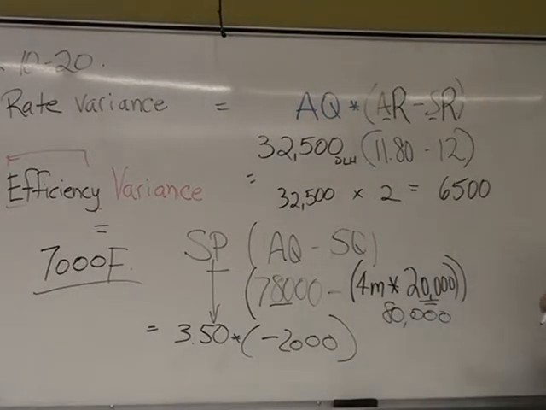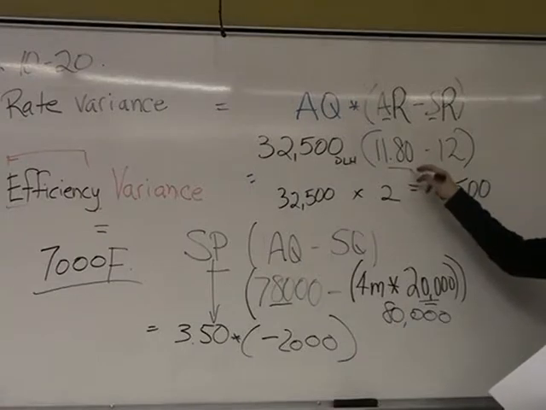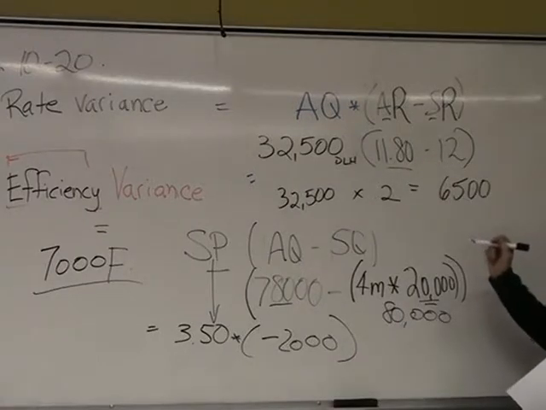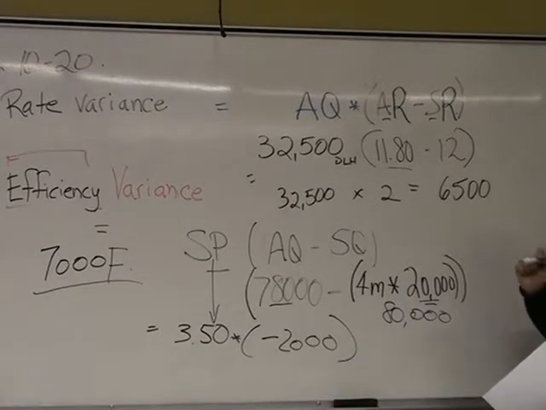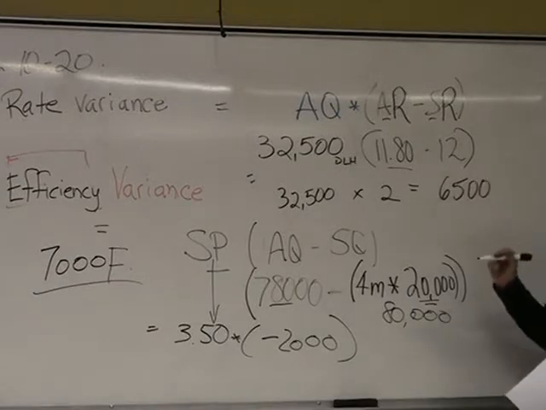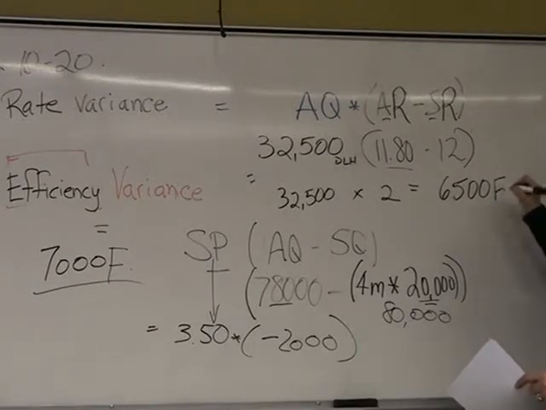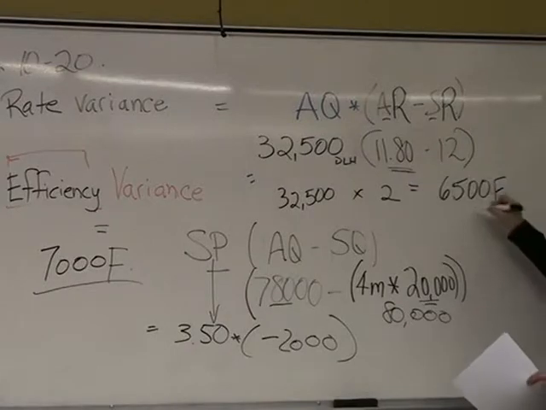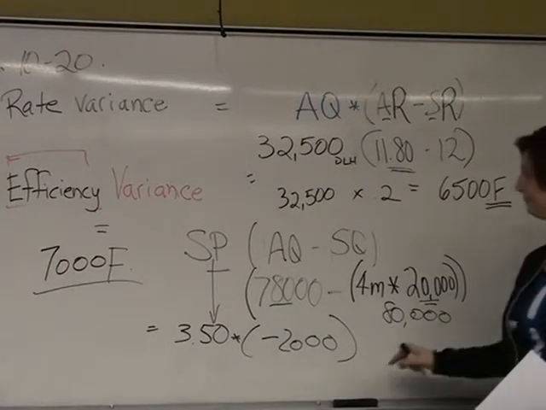Now, is that favorable or unfavorable? Favorable, because the actual rate is less. So I paid less for my workers than I thought. Okay, so I paid less for my workers. So this is a favorable variance.